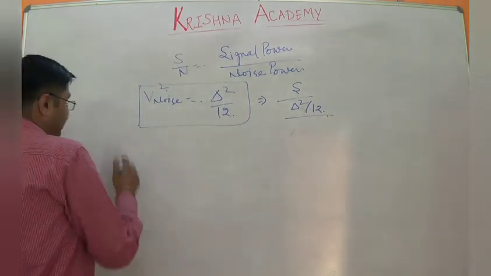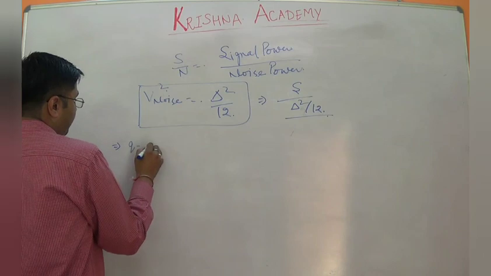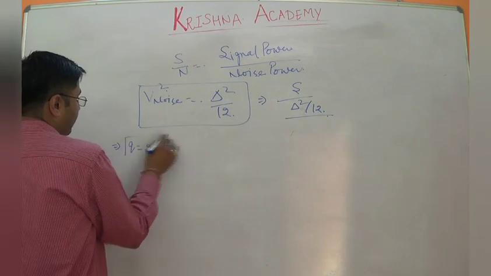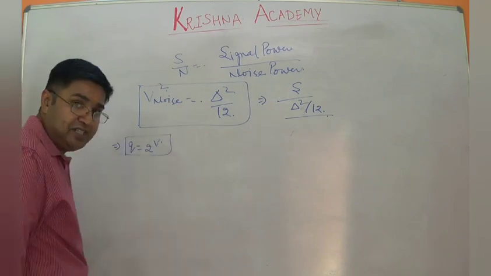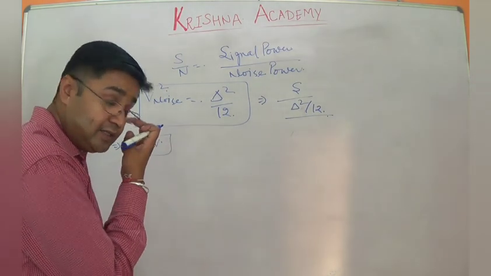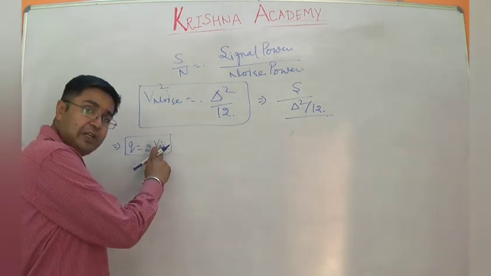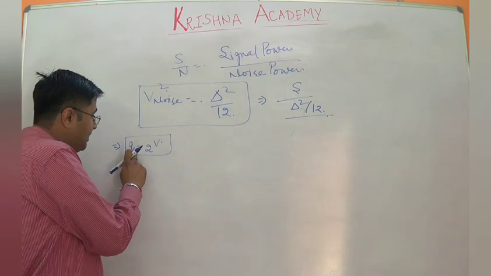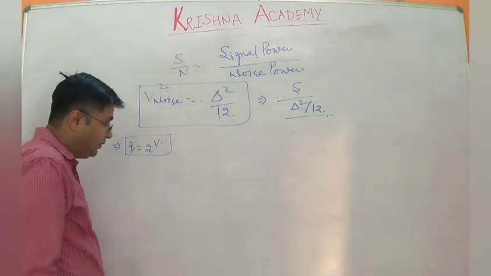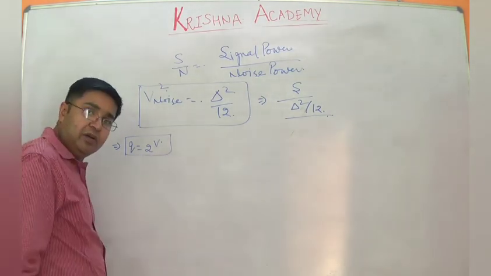Now the number of quantization levels Q equals 2 to the power V. Here V is the number of digits. We have already done this. V is the number of digits available in that PCM circuit and Q is the number of quantization levels. It will be 2 to the power V.